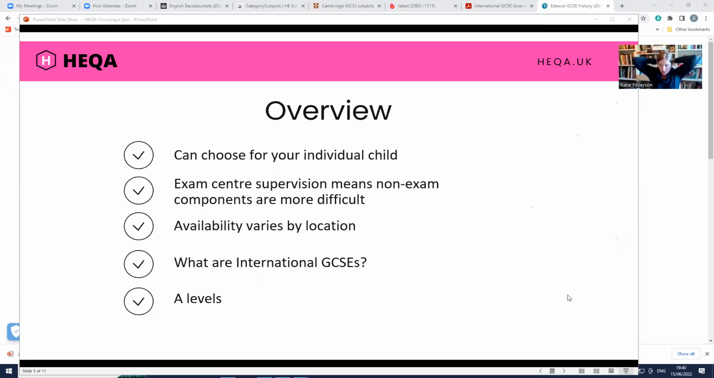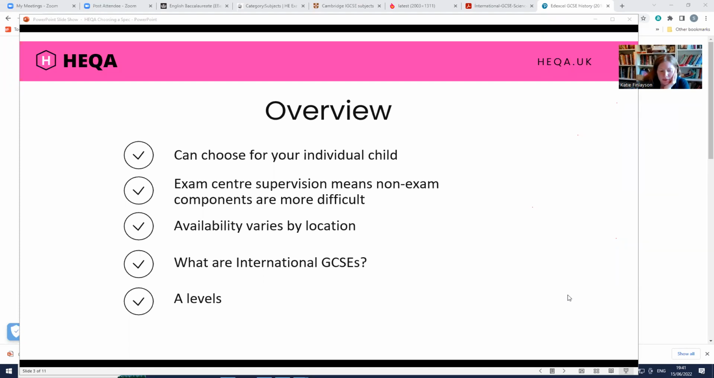Now, tonight, we're probably not going to talk very much about A-levels. Essentially, all of the same principles apply to A-level as apply to GCSE. And we'll talk about how you go and find the specifics for any particular subject. You do the same for A-level, go and look at the specification itself.